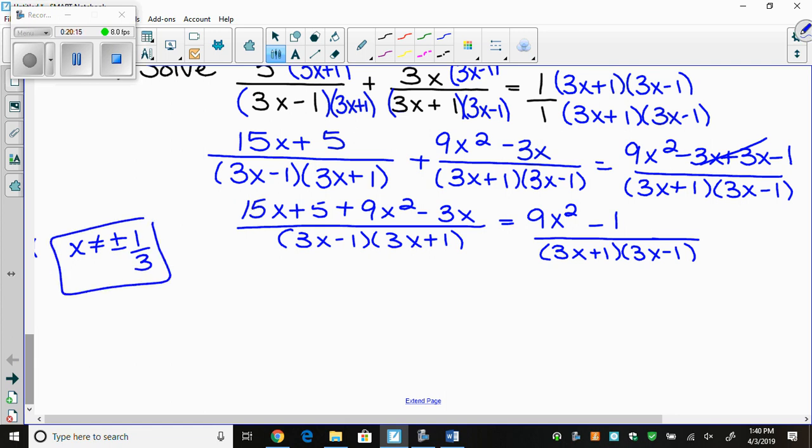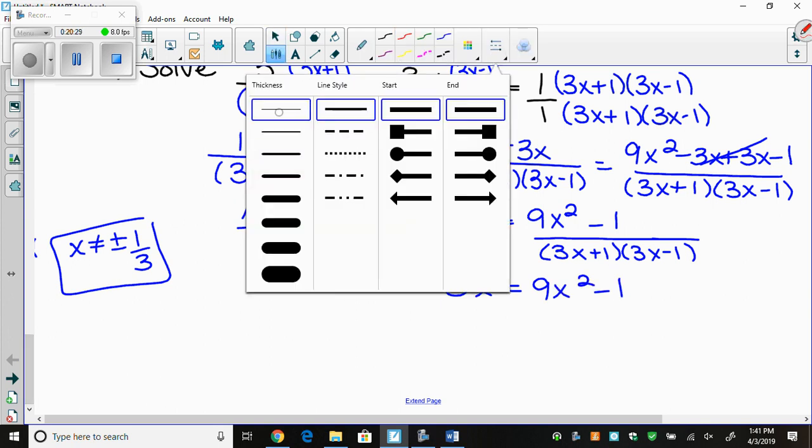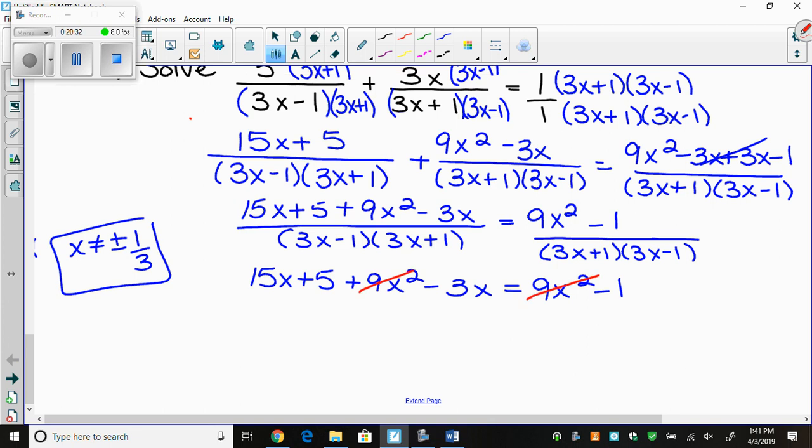Okay, now we can just write our numerators. 15x plus 5 plus 9x squared minus 3x equals 9x squared minus 1. No quadratic formula needed. Life is good. Because these cancel when you subtract them off. Then we get 15x minus 3x is 12x plus 5 equals -1. Then what am I going to do? Solve. Minus 5. 12x equals -6. Divide by 12 and x equals -1/2, which is not a non-permissible value.